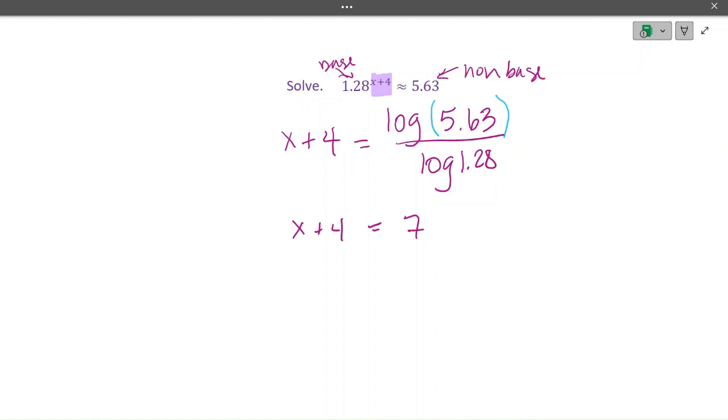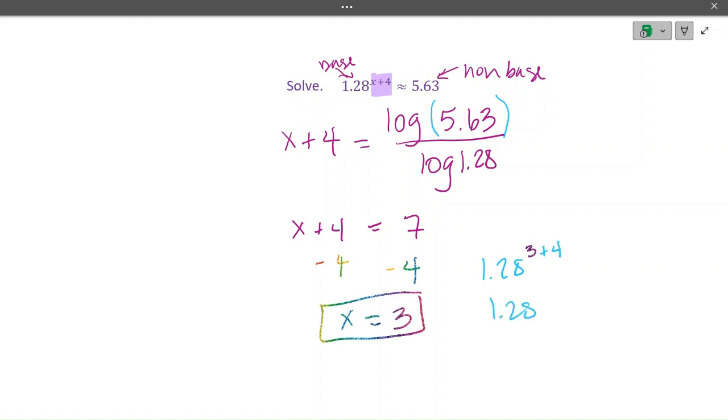And now my last step is to isolate x. I'm going to do that by subtracting 4 from both sides. When I do that, I end up with x equals 3. So to check my answer, I'm going to plug 3 in for x in my original equation. Here comes 3 right here, plus 4. Okay, when I do that and simplify, I get 1.28 to the 7th, and that is approximately equal to 5.63. And you know what? I'm getting a little sloppy. These should be approximately equals all around here because we've rounded our numbers.